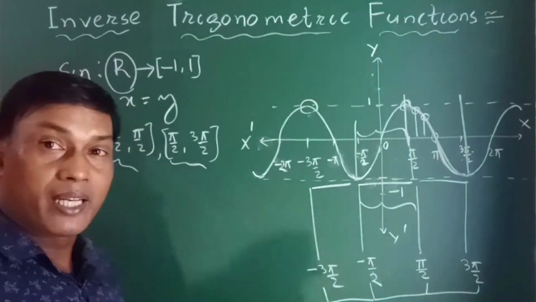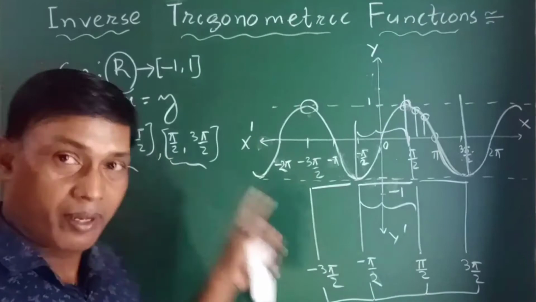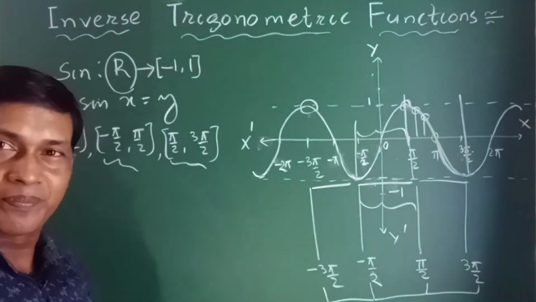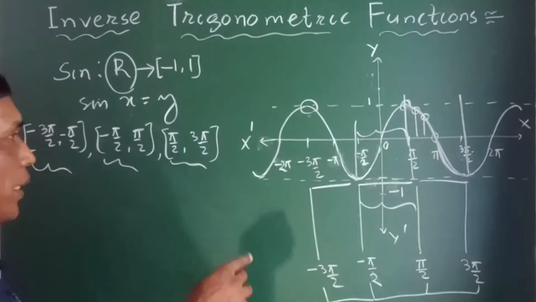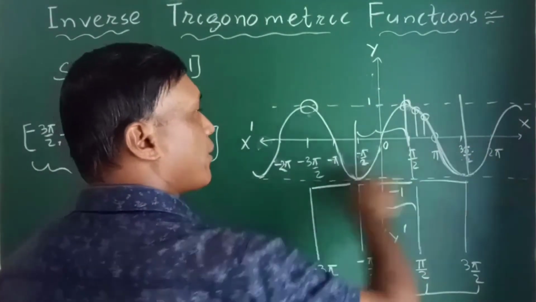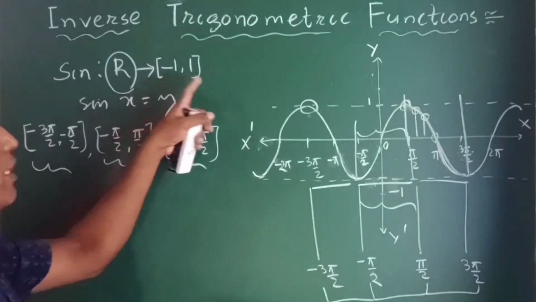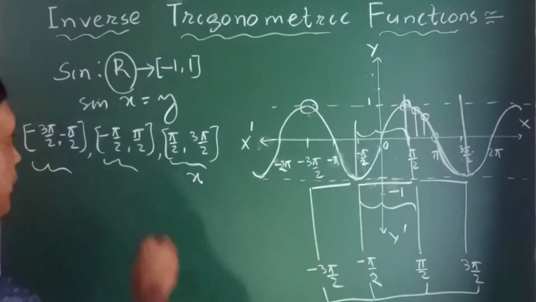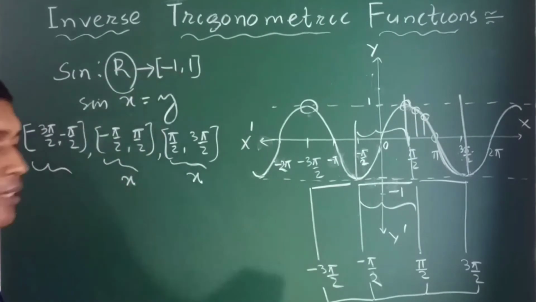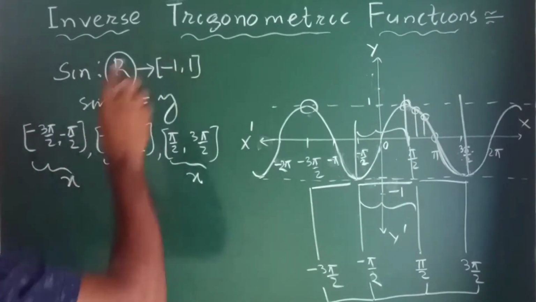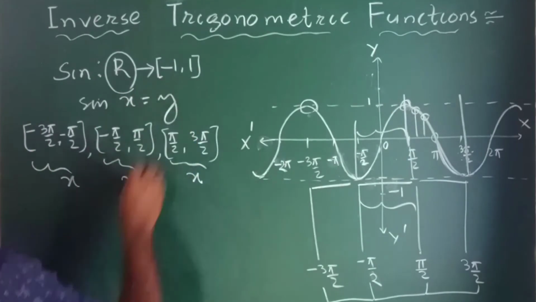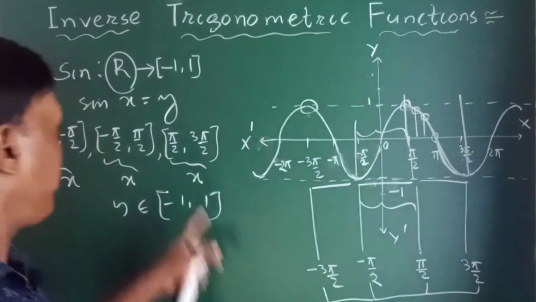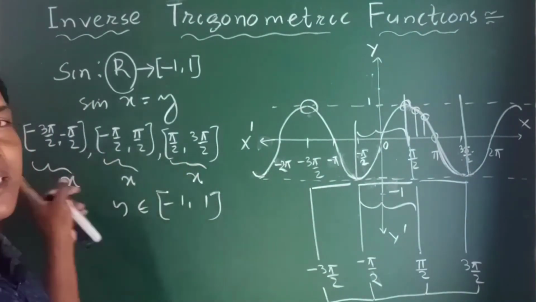So if sine function is bijective in these intervals, then sine inverse exists in these intervals. So look at here, if you take any x in the real number line, the image is minus 1 to 1. If you take x from here, the image is minus 1 to 1. If you take x from here, the image is minus 1 to 1. If you take x here, the image is minus 1 to 1. For y belongs to minus 1 to 1, x may be in any one of these intervals.